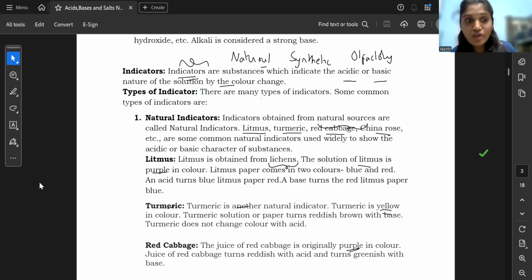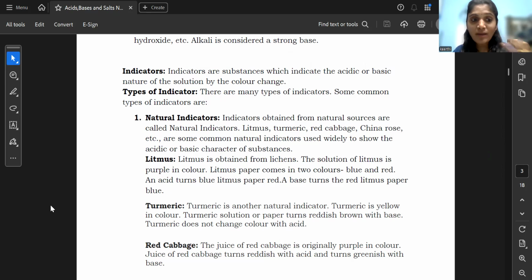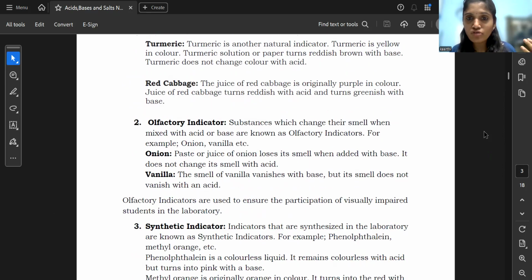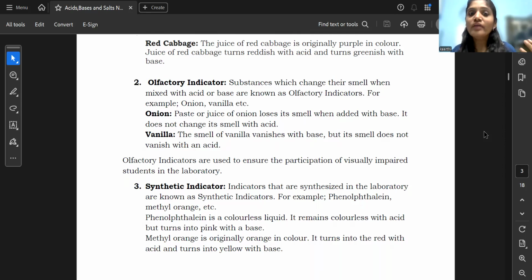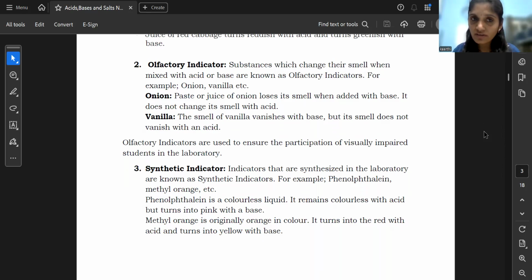Now the color change of these indicators in acid and base, that we will see in the form of a table. Before that, we'll take a quick introduction of all the types of indicators. Then you have your olfactory indicators. Olfactory indicators are the indicators where you can tell that a given substance is acid or base by smelling it. Okay, by smelling it.